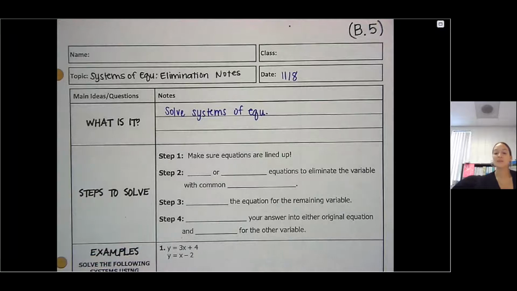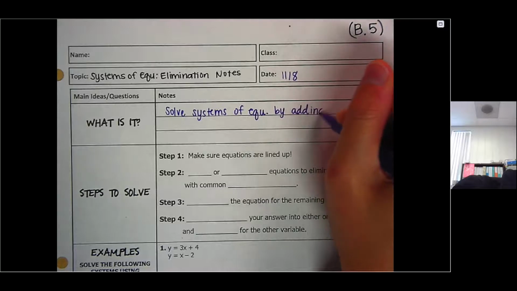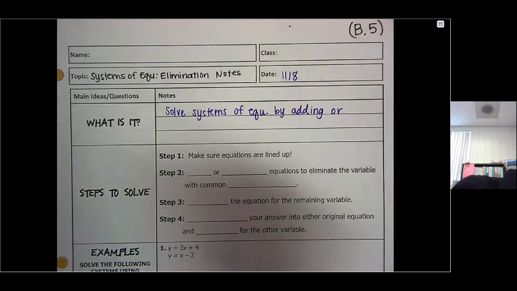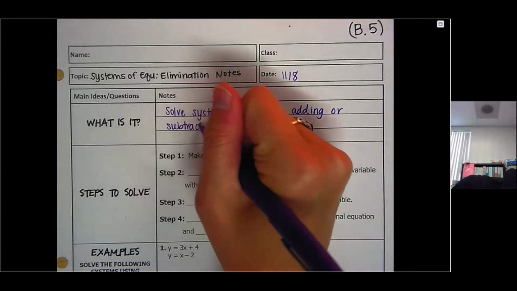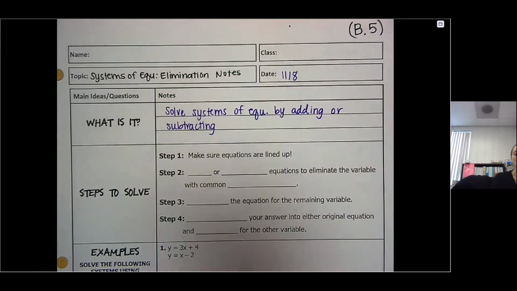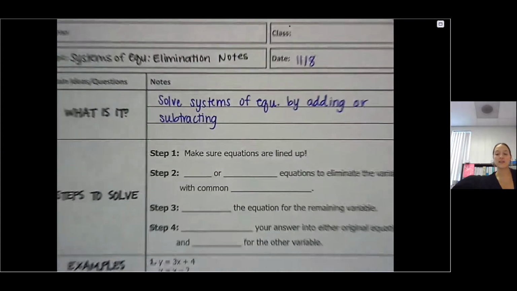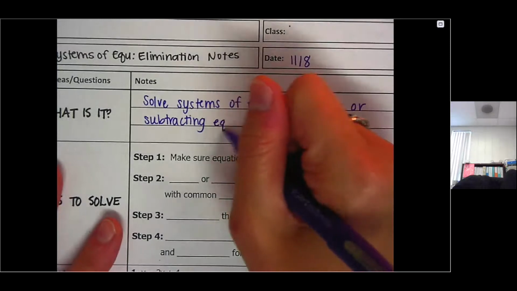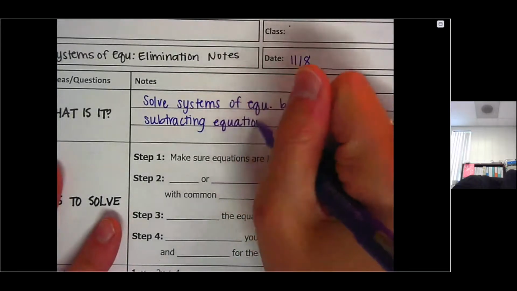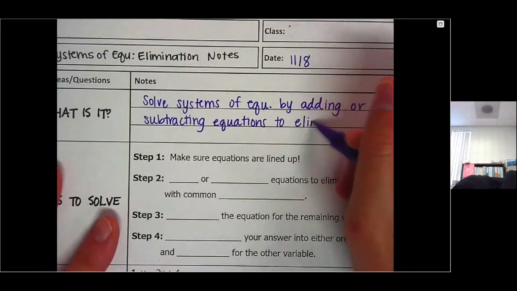It's a way to solve systems of equations either by adding or subtracting. Okay, so solve systems of equations by adding or subtracting different equations to eliminate a variable.